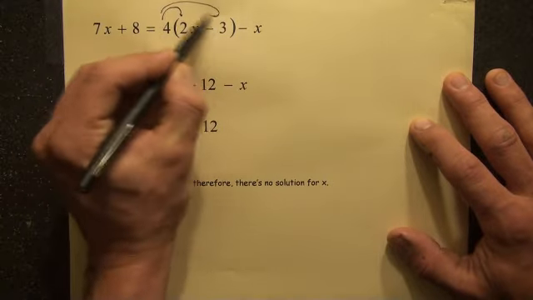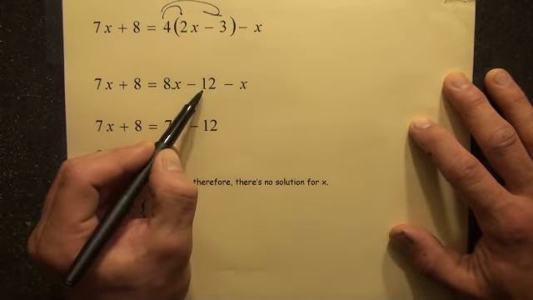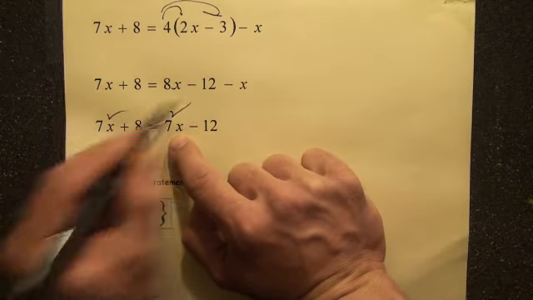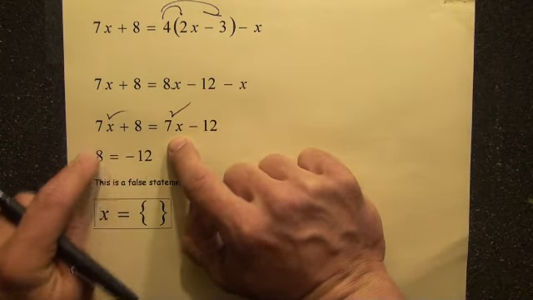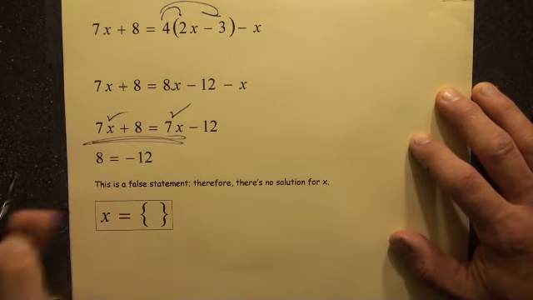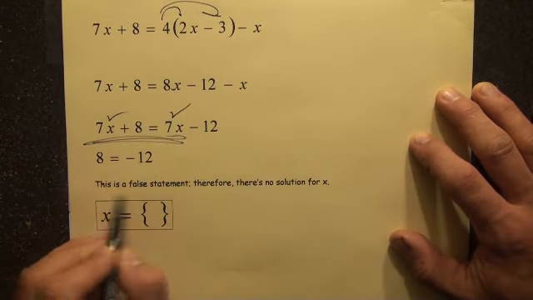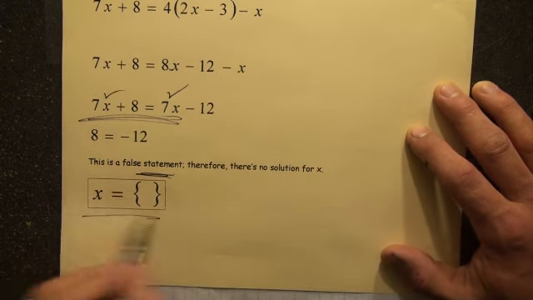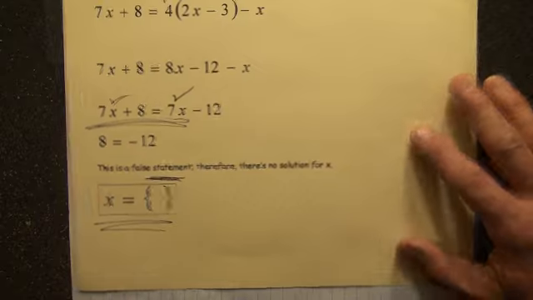We'll go ahead and distribute the 4, and then we got 8x and 12. We'll put the 8x and x together. You get 7x. Look what happens. The 7x's are going to cancel out. You end up with 8 equals negative 12. Well, this is a false statement. This is false. Therefore, there's no solution for x. So we would say that x is the empty set.